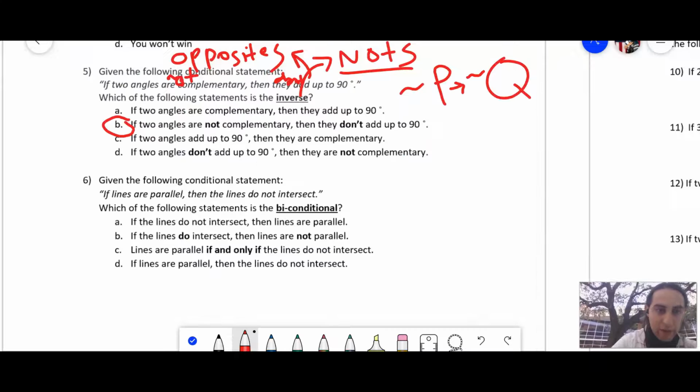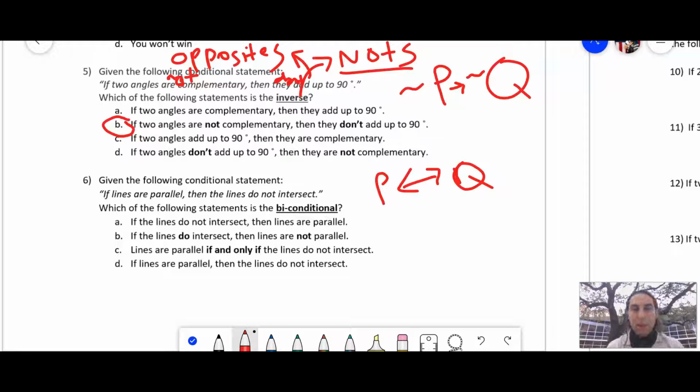All right. Number 6. Given the following conditional statement, if lines are parallel, then the lines do not intersect. Now, it says, which of the following is a biconditional? Please remember, biconditional, the prefix bi is there because it's true both ways. Two-way street. It's true one way, it's true the other way.